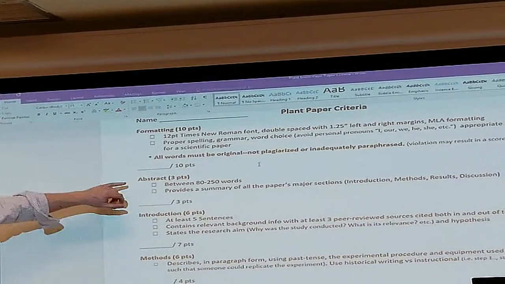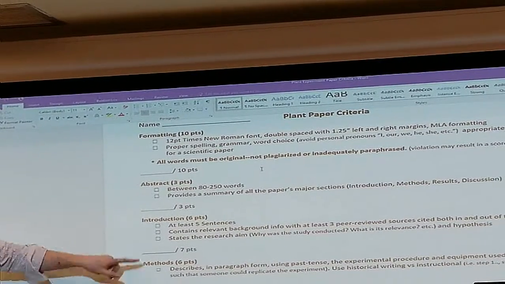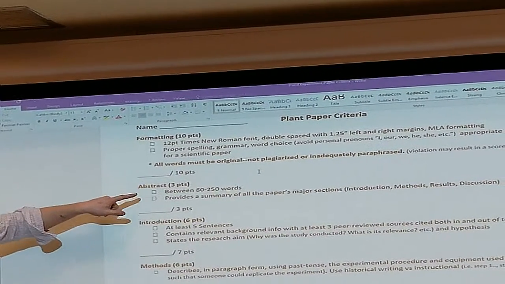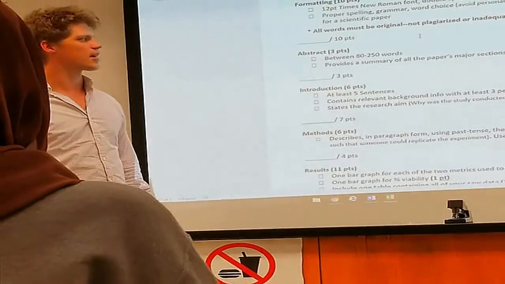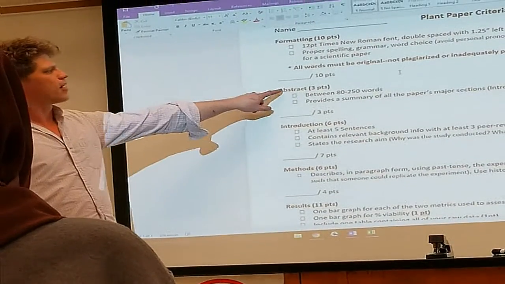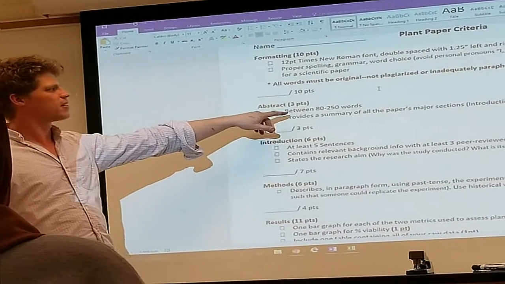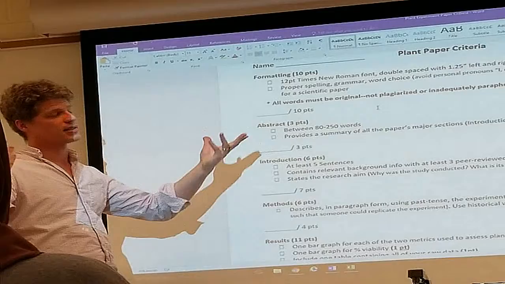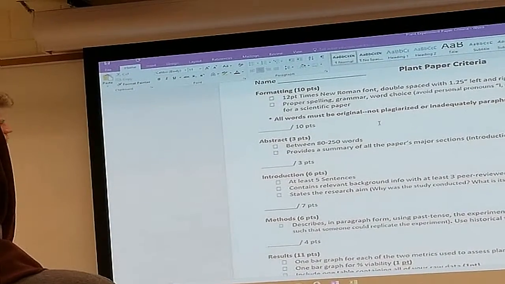Okay, so then that's all formatting stuff, and then the actual components that you have to have in your paper are spelled out here. So you have to have what's called an abstract, an introduction, a methods section, and a results section. The abstract, write this last because this is basically a summary of the entire paper. It doesn't have to be long, 80 to 250 words. So that's like 4 or 5 sentences or something like that.